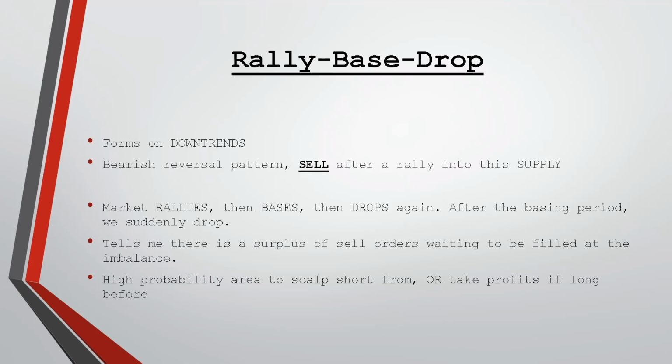So what happens in rally base drops is the market rallies obviously, and then it bases, then it drops again, which creates a massive supply imbalance after the basing period. So there's a surplus of sell orders waiting to be filled at that area, and it's a high probability to scalp short from or take profits if long before. So if I'm finding rally base drops, I'm looking to scalp short. I'm not looking for trend changes here. I'm looking for scalp shorts, and I'm going to show you why.